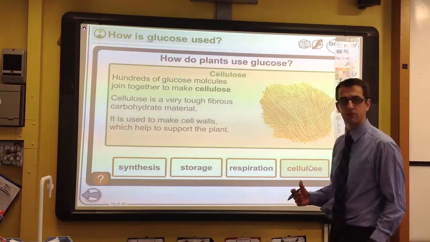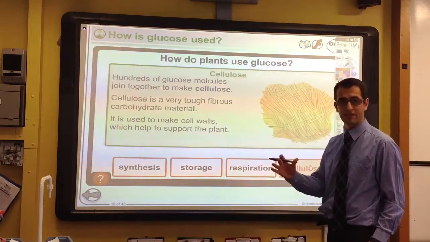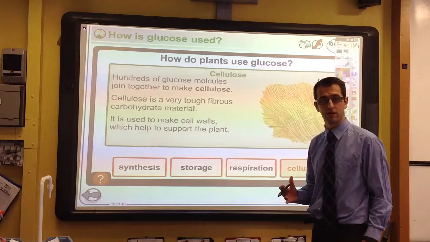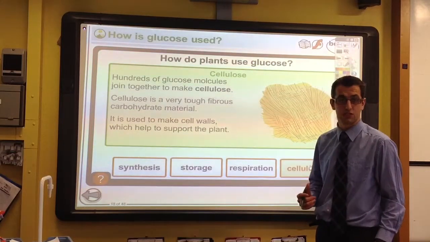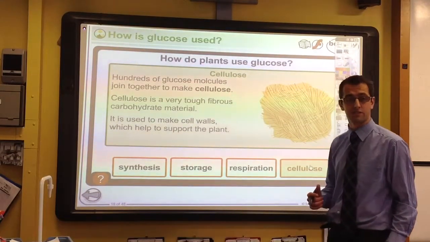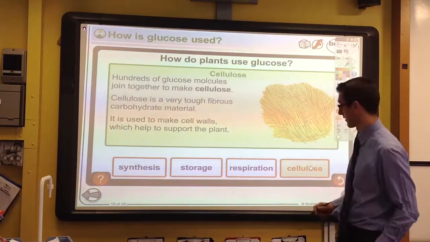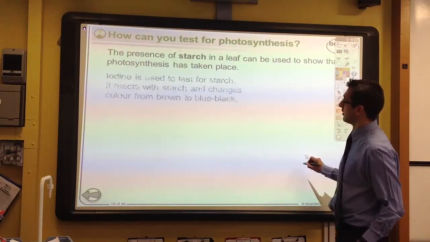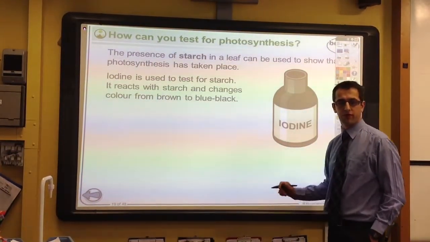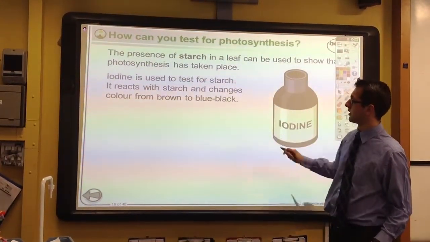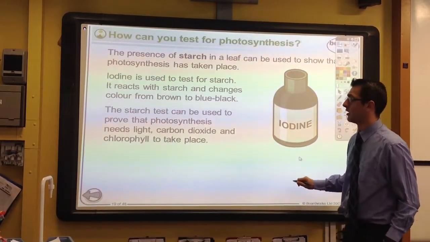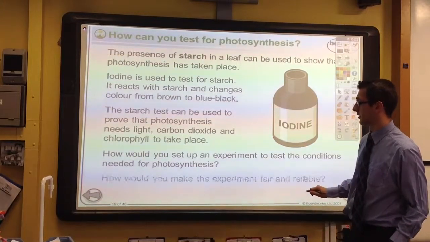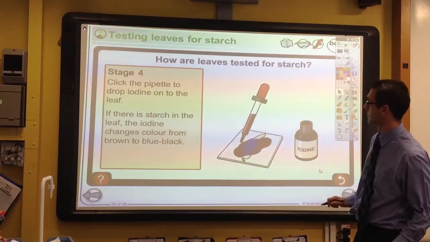So lots of different uses of the glucose, and we can test the glucose in the leaves to prove that they are being formed as a result of photosynthesis and using light. And that's an experiment that you have carried out, and we can have a brief look at now as well. So iodine solution, brown to start with, turns blue-black in the presence of starch. And so we can prove that photosynthesis takes place using light by carrying out one of the following experiments.